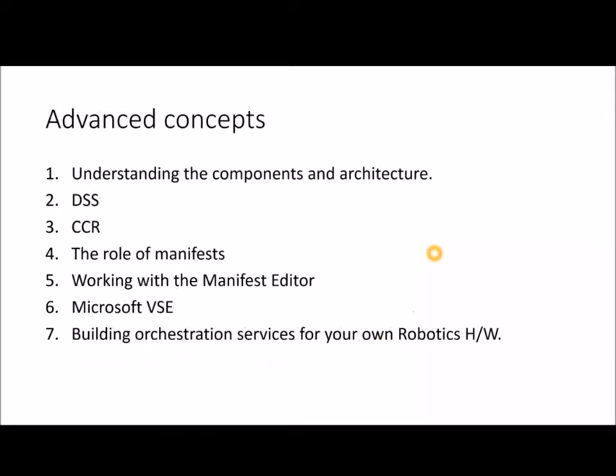In the more advanced concepts, we'll look at understanding the components and the underlying architecture of the environment. We'll then talk about DSS, which is Decentralized Software Services, and CCR, which is Concurrency and Coordination Runtime. Then we'll look at the role of manifests and how to edit and create manifest files using the manifest editor. Then we'll talk in greater detail about the visual simulation environment and how to customize it as per your needs. Then we'll look at building orchestration services for your own robotics hardware.